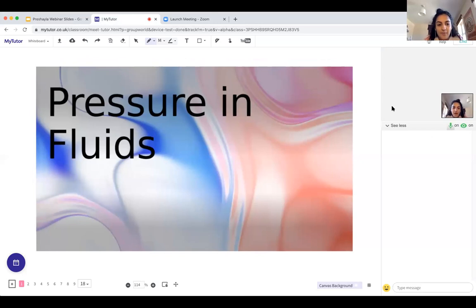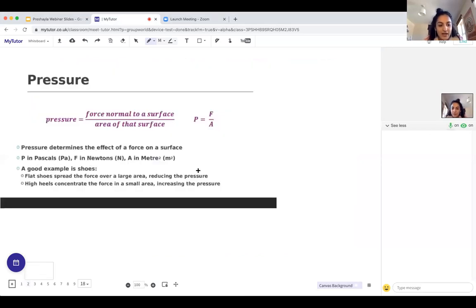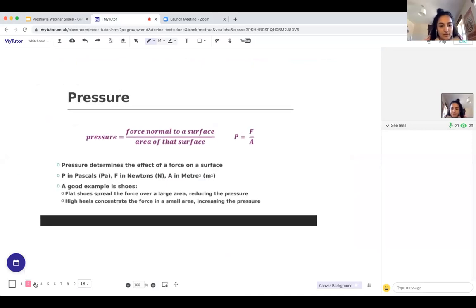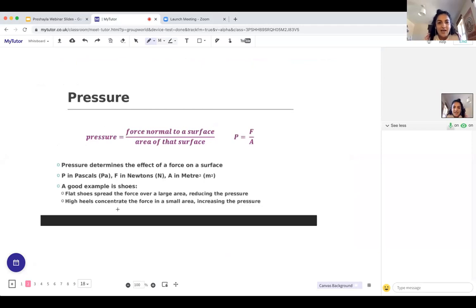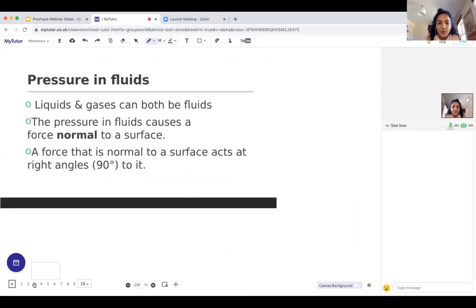Okay, so first of all, we're going to start with what a fluid actually is. A fluid can be a liquid or a gas. You might think of fluids as only liquids, but actually it's liquids and gases. It just means anything that flows. So anything that flows can be known as part of this group called fluids.